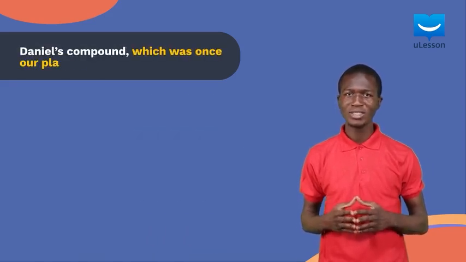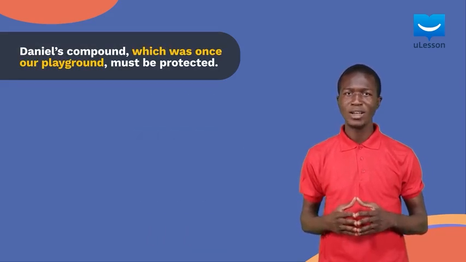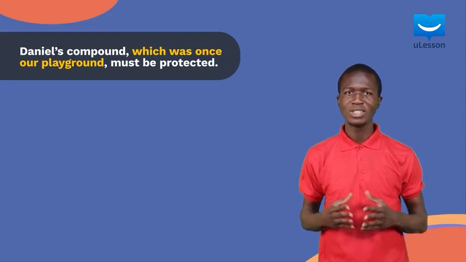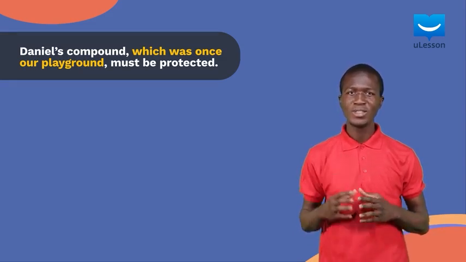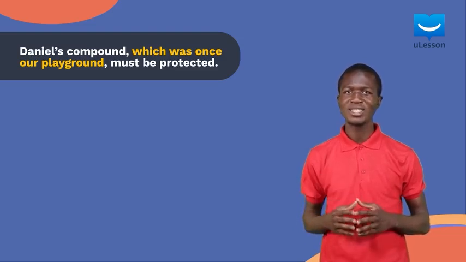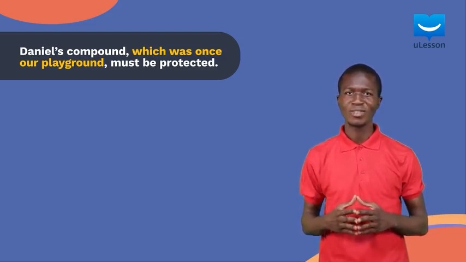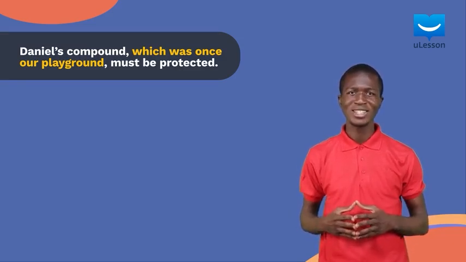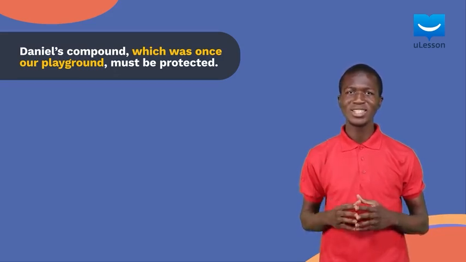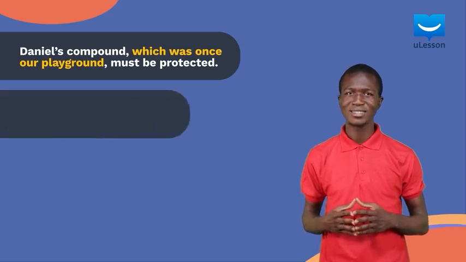Daniel's compound, which was once our playground, must be protected. Which was once our playground is a relative clause that modifies the noun compound. You would observe that two commas separate it from the rest of the sentence. This is because it is a non-essential clause. Removing it does not affect the meaning of the sentence. However, relative clauses introduced by that are essential to the meaning of the entire sentence.